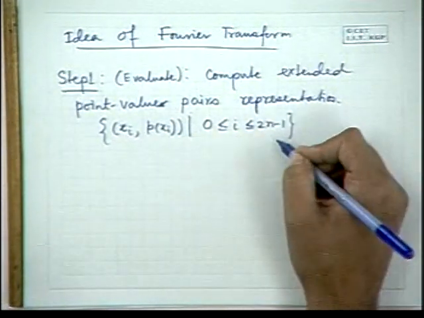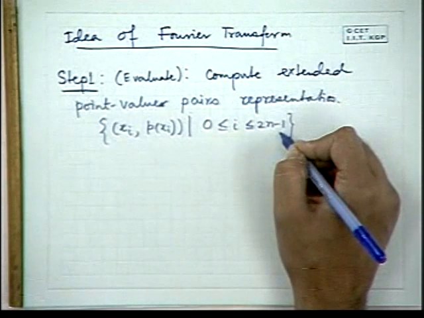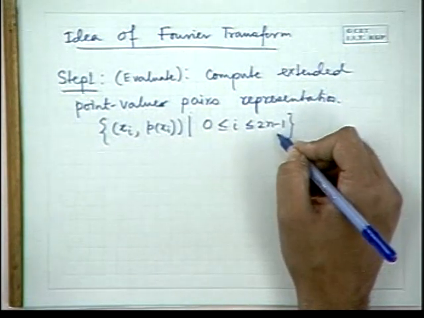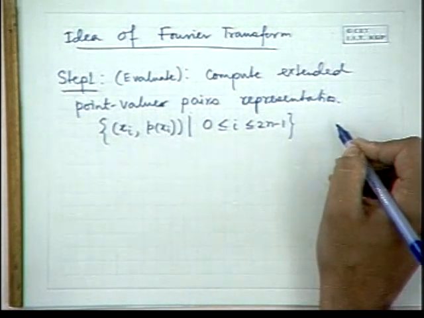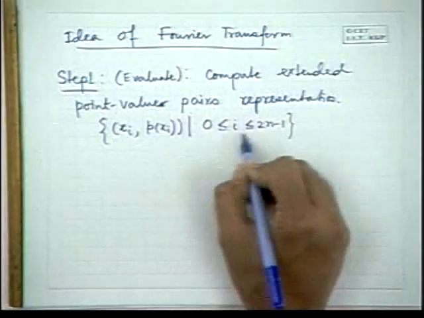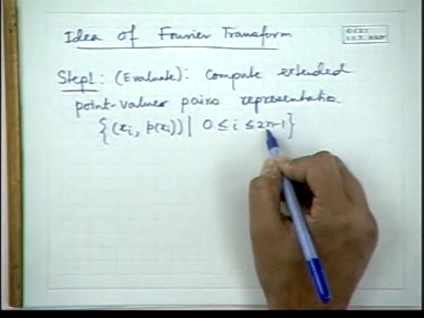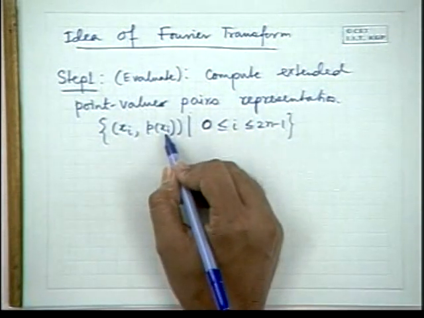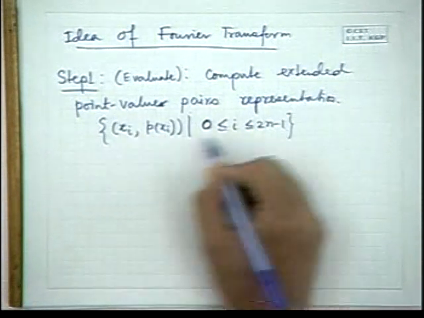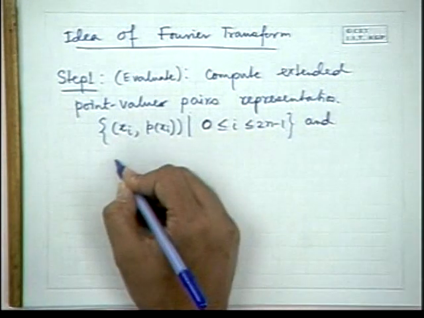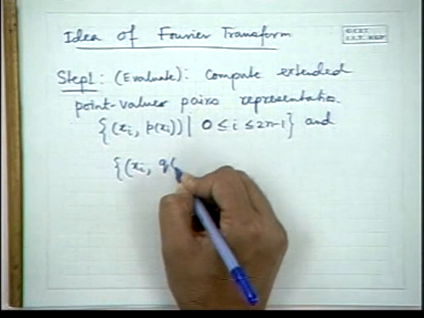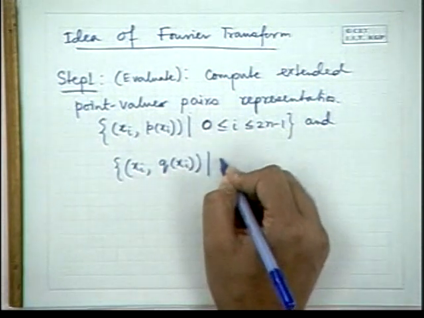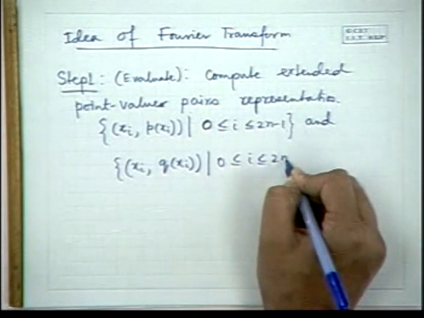Remember, the resulting polynomial will have a degree of 2n minus 2 actually, since n minus 1 plus n minus 1 gives you 2n minus 2. But for all purposes we will assume it is something around 2n. So we need at least 2n minus 1, including 0, this will be 2n points. We will be computing all the point value pairs here for p. Similarly, we will also compute the same thing (xi, q(xi)) for q, with i going from 0 to 2n minus 1.